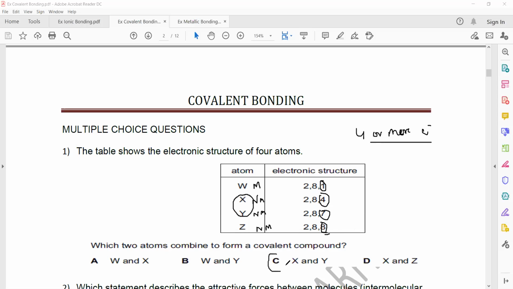So that's why C is the right answer. Is it clear?